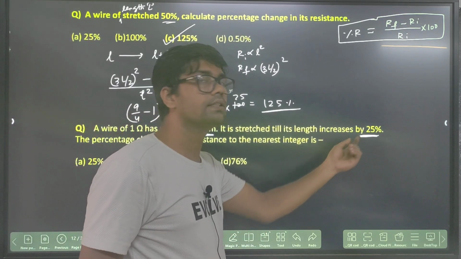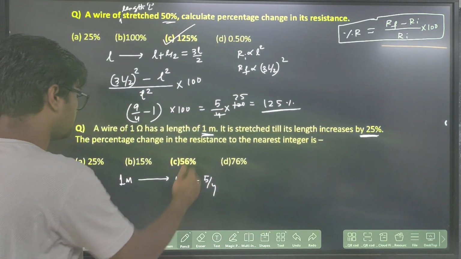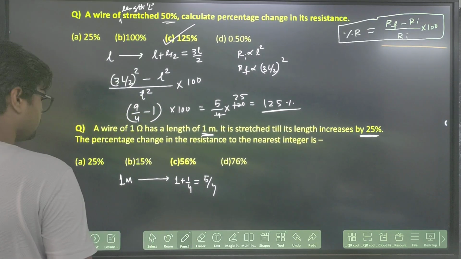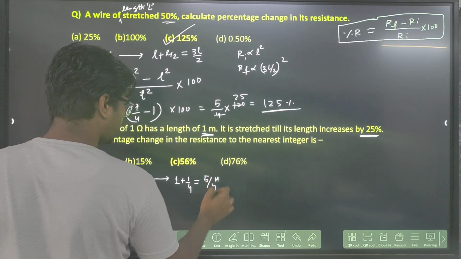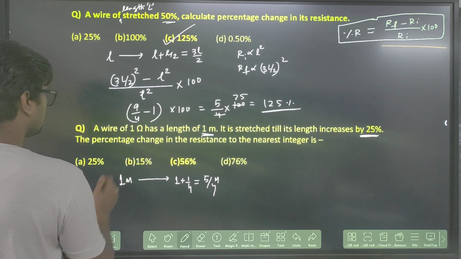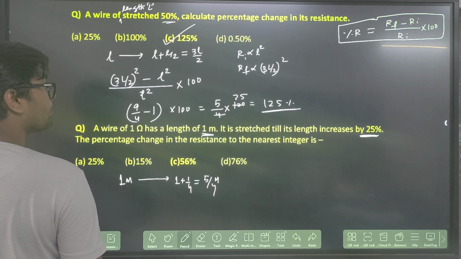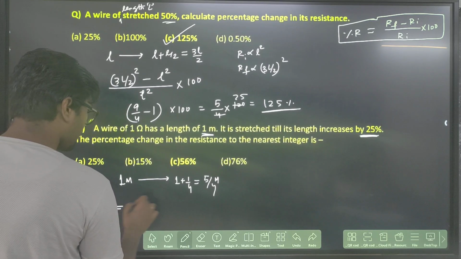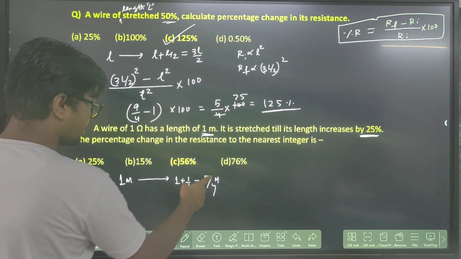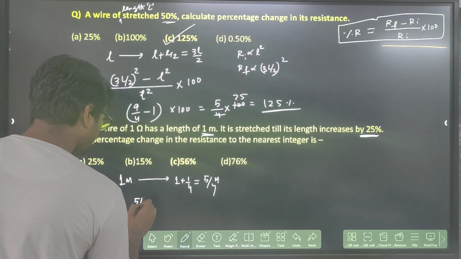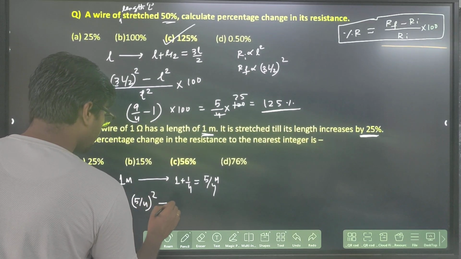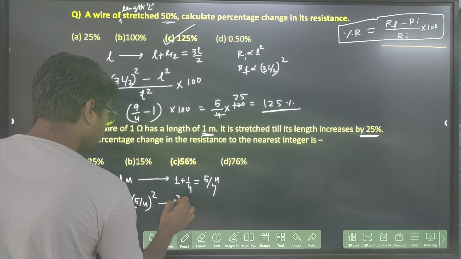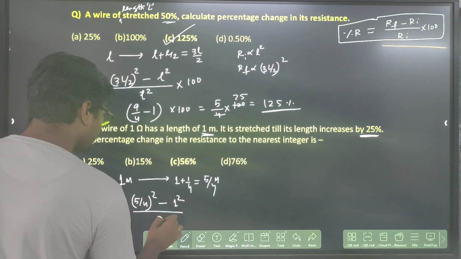Here it is a 25 percent increase, that's why I add 1 by 4. This will be 5 by 4. This will be the final length, 5 by 4 meter. So the percentage change in the resistance will be R final minus R initial. R final can be written as proportional to (5 by 4) whole square minus 1 square, divided by 1 square.